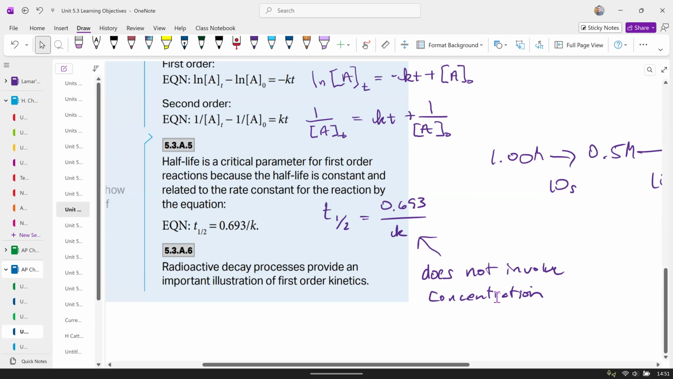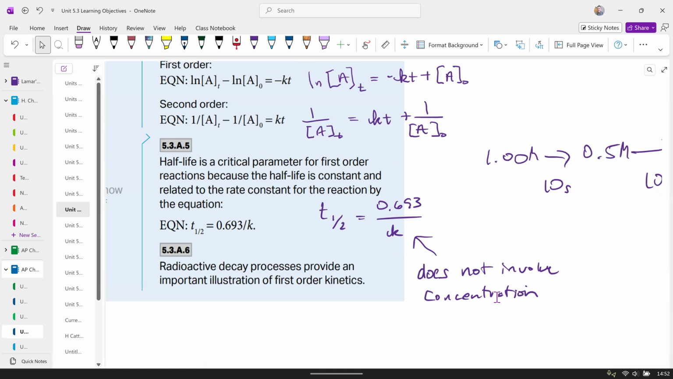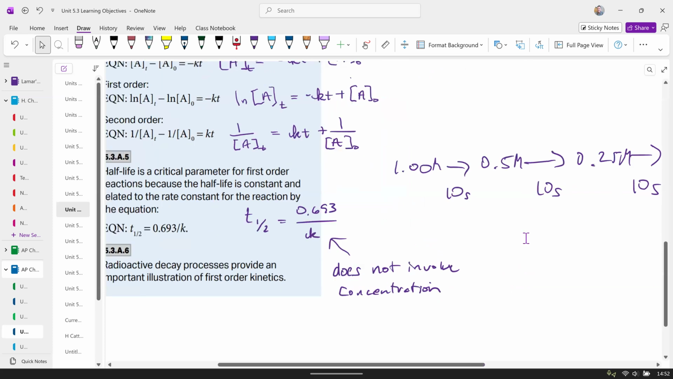And so what does that mean? It means the half-life is independent of concentration. So as long as the value of k does not change, neither does the half-life. And we're going to go over that.